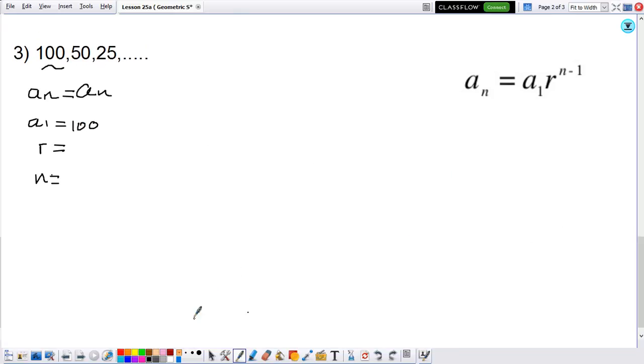So this is a little bit tricky because notice, how are we getting to the next number? It seems like in order for us to get to the next number, we are dividing by 2. Because 100 divided by 2, that's 50. 50 divided by 2, that's 25. But we cannot really put division when it comes to R. So there has to be a way for us to represent division.